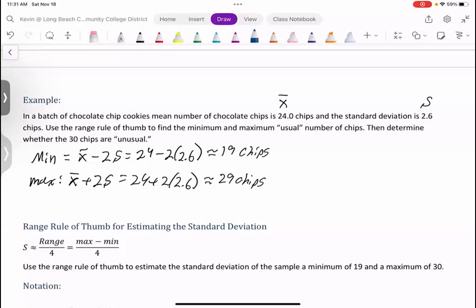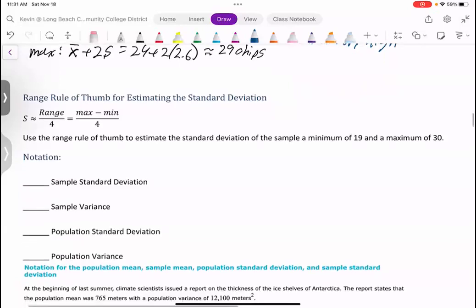So 30 chips is unusual, because it's above 29 chips. We'll come back to that. We're definitely going to do more with that.